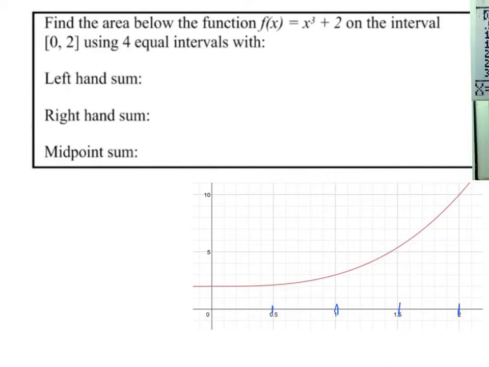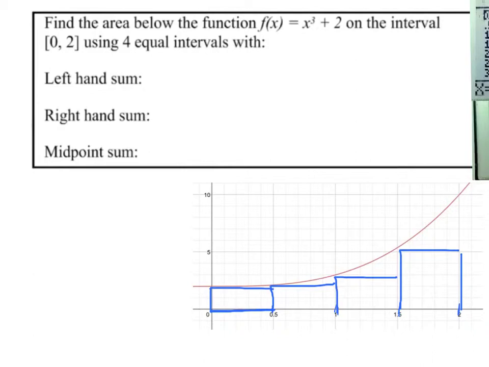So the first one, left-hand sum, means that from 0 to 0.5 for this first interval, the left side sets our height. From 0.5 to 1, the left side sets the height. From 1 to 1.5, from 1.5 to 2. You'll notice that when we find this, it is going to be an underestimate. Anytime a function like x cubed plus 2 is increasing and concave up, and make sure you see that it is increasing and concave up, the left-hand sum will be an underestimate.